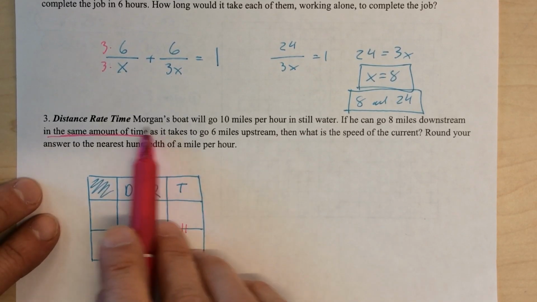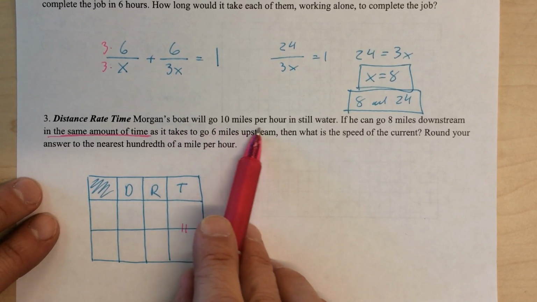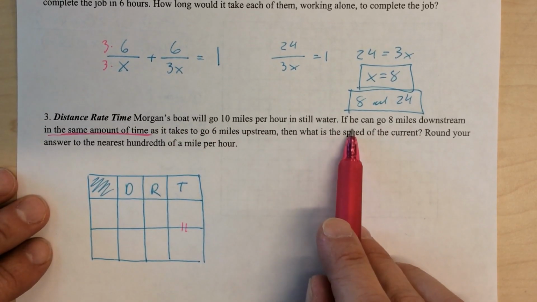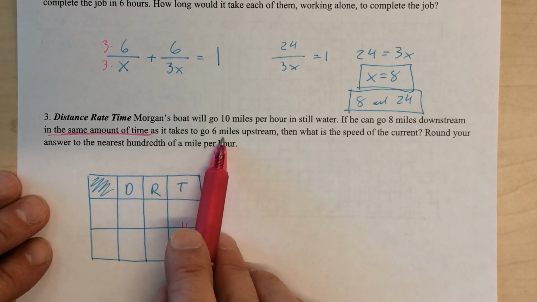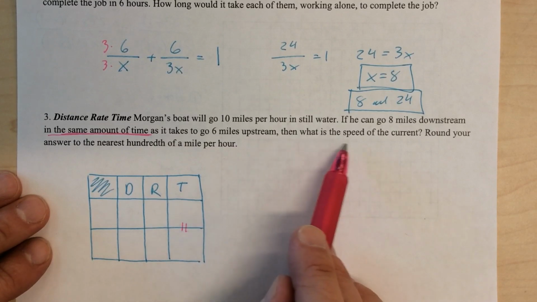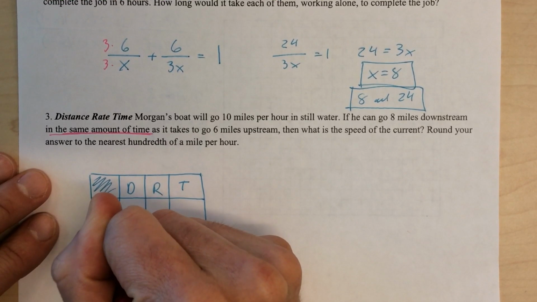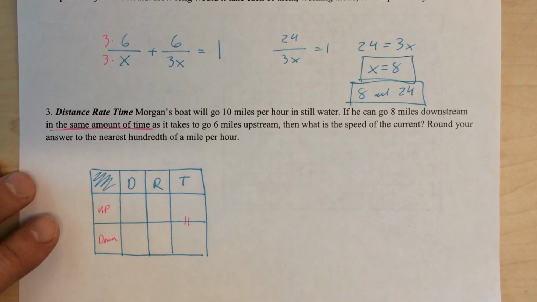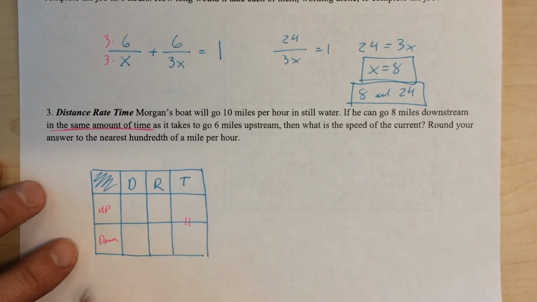Okay, in this question, Morgan's boat will go 10 miles per hour in still water. So if there's no current, it's just 10 miles per hour. If he can go 8 miles downstream in the same amount of time it takes him to go 6 miles upstream, then what is the speed of the current? So our 2 events are going to be upstream and downstream. Now, upstream is going to be the more difficult because the current's working against. The downstream is going to be the one that's easier. You're going faster in that one because the current's helping you out.